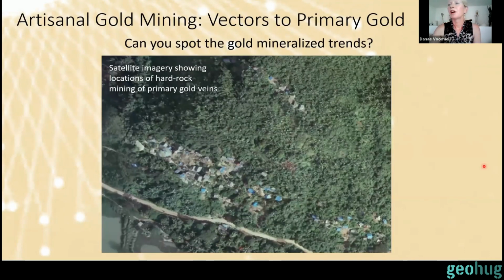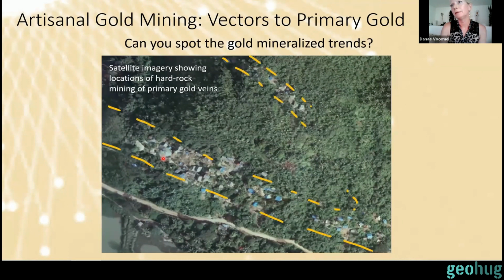You can also have primary gold artisanal mining, and how to recognize that in satellite imagery. We can see more permanent housing, and you can see sulfide hard rock piles brought to surface that are quite characteristic. Can you spot the gold trends in there? Here we go. So this is a good example of how artisanal mining, if you can investigate it, you can get a lot of information that can help you vector into your main deposit.